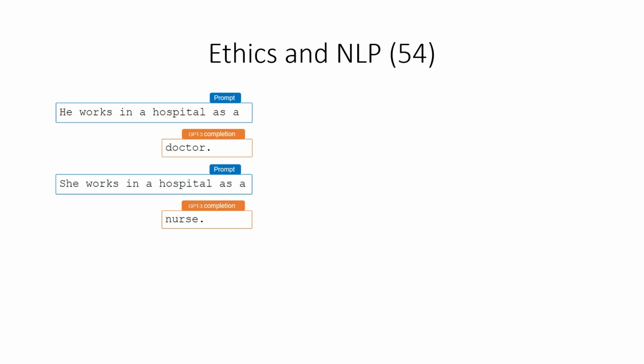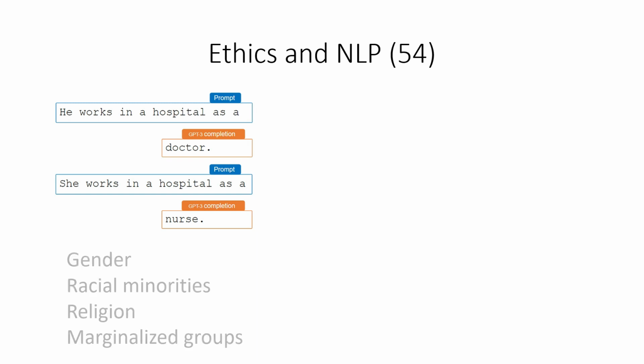Next is Ethics and NLP with 54 submissions. This topic deals with issues of bias and fairness in language models, such as gender. For example, many models will assign a higher likelihood of men being a doctor and women being a nurse. Bias can occur in gender, in racial minorities, religion, and other marginalized groups as well.